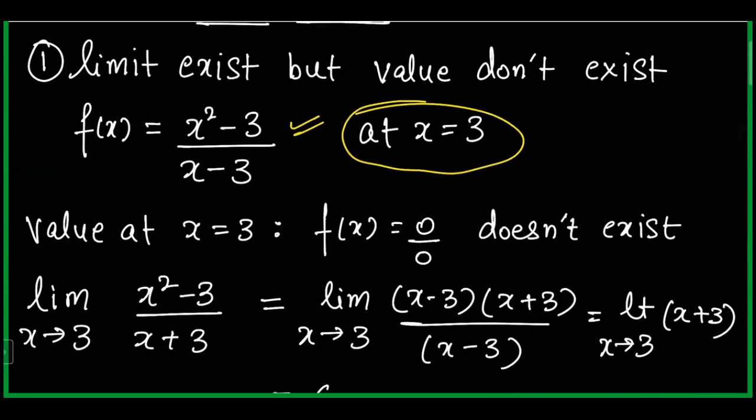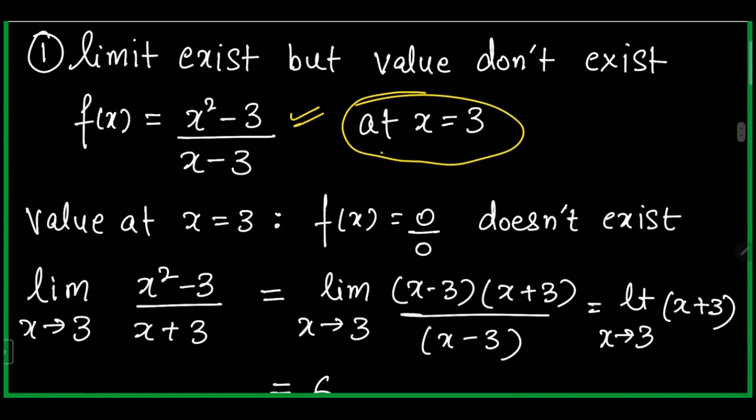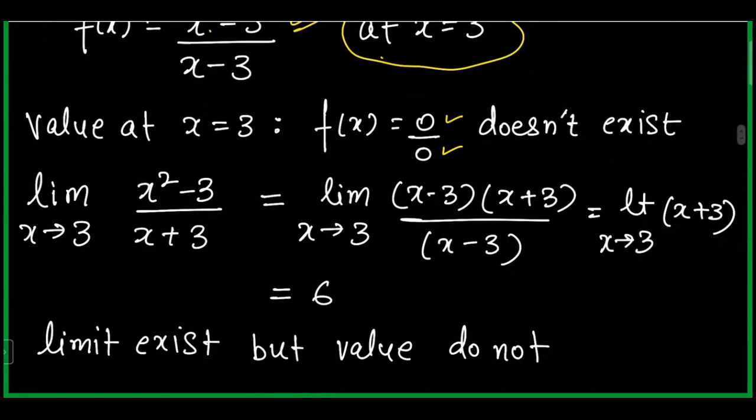If you find the value at x equals to 3, you can clearly see that you will get 0 by 0. On the numerator also you will get 0, and in denominator also you will get 0. And 0 by 0 you cannot find. It means your value does not exist. Now, but can we find limit? Can we find? Let's try. So what we do actually here is, we find limit when x approaches 3 and our function is x square minus 9 by x minus 3.